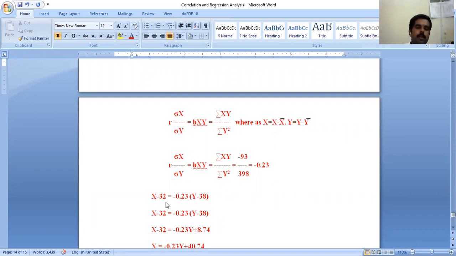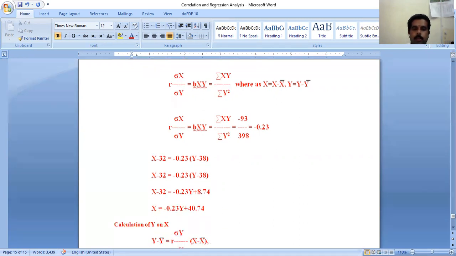See, my x minus 32 is equal to minus 0.23 into y minus y bar 38. Then immediately here, 0.23 into 38 or into y minus y bar, then you will get this step. See, you will get this step. Then simply this minus value is taken this side, then immediately it is plus, that is 40.74. Okay, minus 0.23 into y.